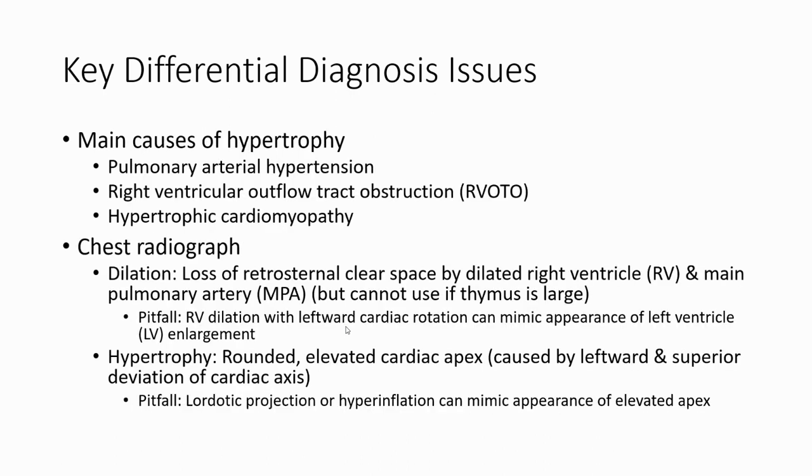The main causes of hypertrophy: pulmonary arterial hypertension, right ventricular outflow tract obstruction, hypertrophic cardiomyopathy.